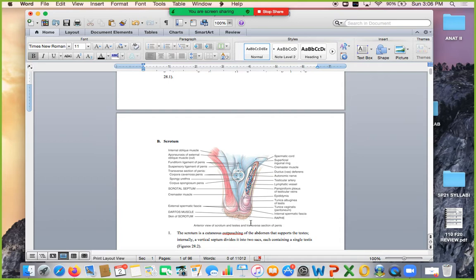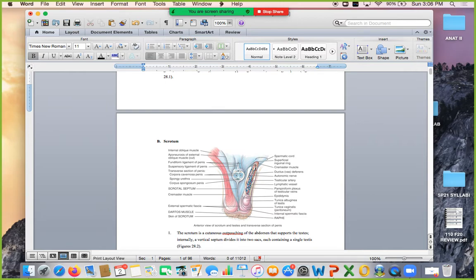Remember, sperm have to be created and maintained at a temperature that's a little bit lower than the internal body conditions, so they have to stay outside the body in order to be fully functional. We also have this cord here, the spermatic cord. Inside here, it's going to be right in that superficial inguinal ring. Inside here, we have another muscle called the cremaster muscle.